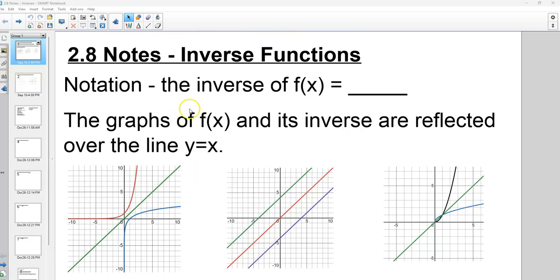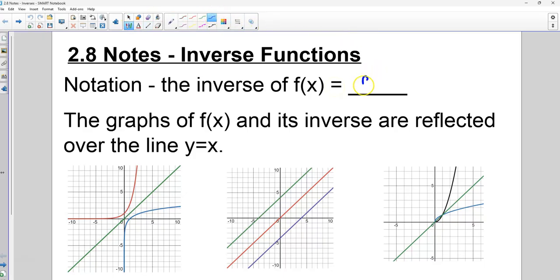Inverse functions. The inverse of f of x, the notation that we most typically are going to see, is f to the negative 1 power of x. It does not actually mean f to the negative 1 power. It means the inverse of x. And the graphs of f of x and its inverse are reflected over the line y equals x.